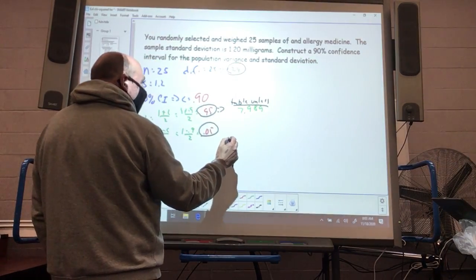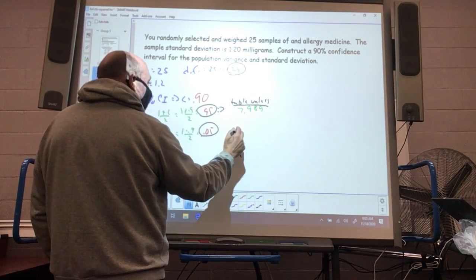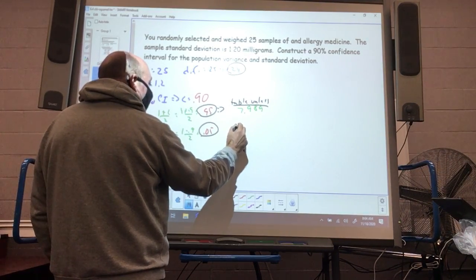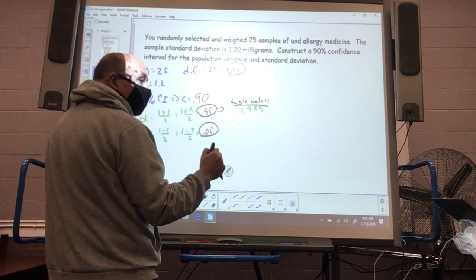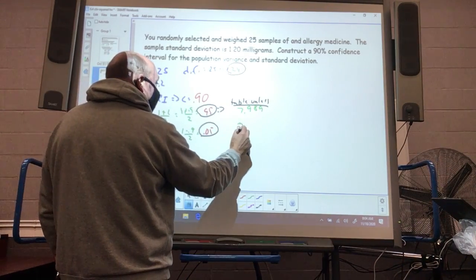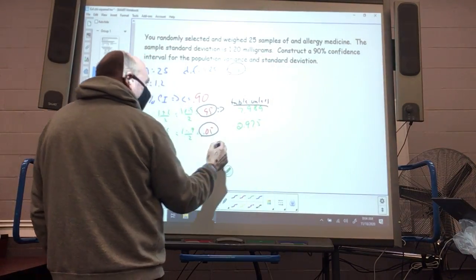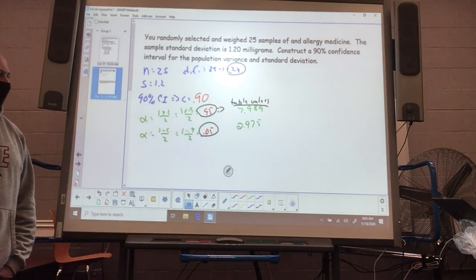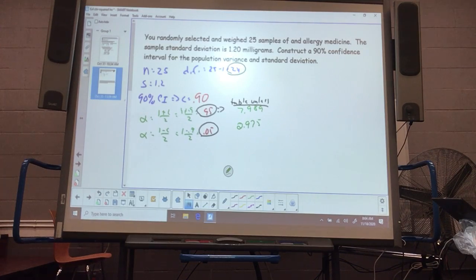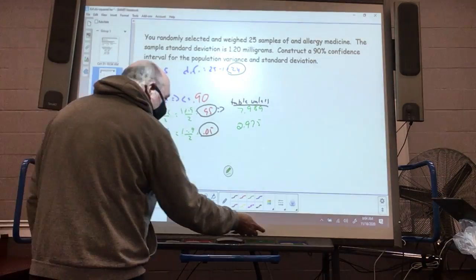9.89. And 0.05? 2.975? For a degree of freedom of 24? Follow along here, keep up. Go to your degree of freedom down to 24. Then go over to the column of 0.95 and 0.05. Keep up.